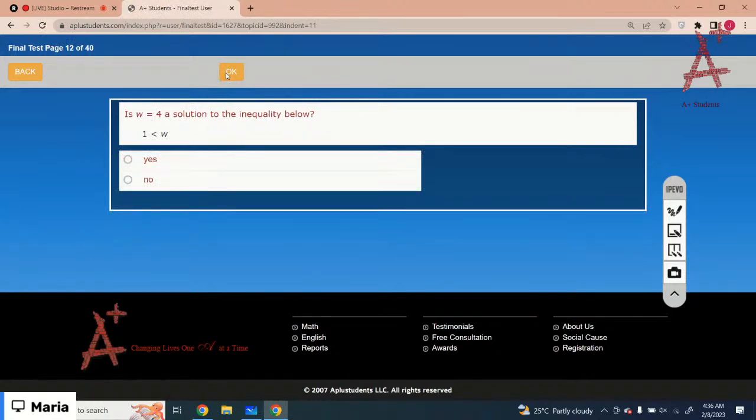Okay, the next one is, is w equals 4 a solution of the inequality below? So just replace with the value. 1 is less than 4. So 1 is less than 4, true or false? 1 is less than 4. The correct option is yes.